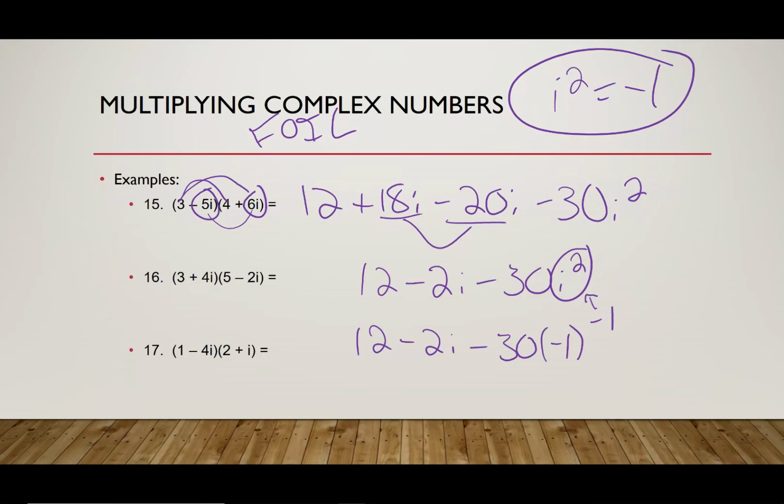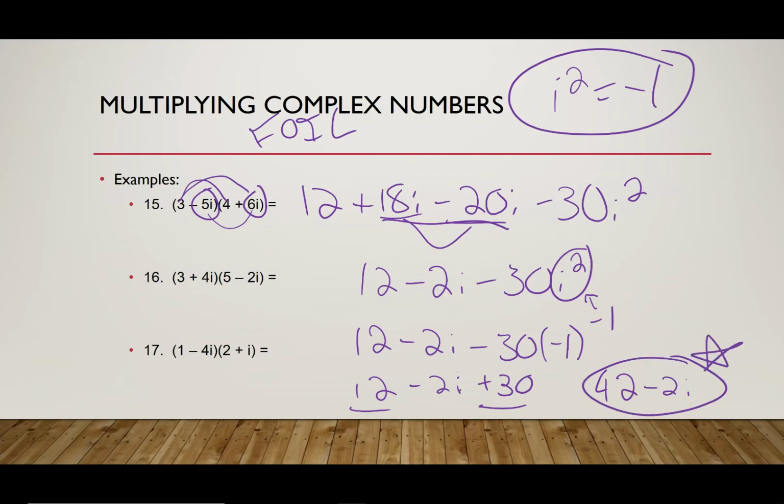Now, if you can remember to do that, it's pretty simple because all that's going to happen when you multiply a number by a negative 1 is it's going to change its sign. So really it's 12 minus 2i plus 30. Now you have another set of like terms, these constants. 12 plus 30 is 42. So when you combine those like terms, you have 42, and then you have your minus 2i. So this is your real final answer.